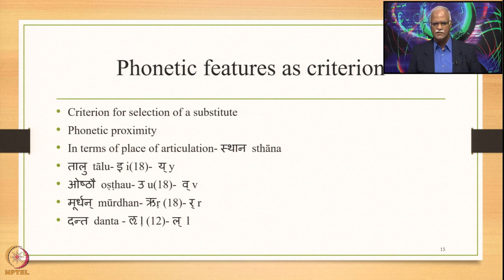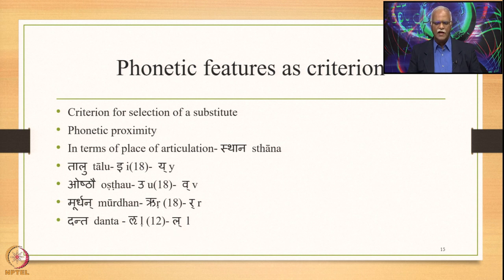Now, if we write down the sthanas of Ik and of course of Yan, we find that talu is the sthana of i and all 18 varieties of i. And similarly, talu is the sthana, the place of articulation also of ya. Oshthau, the lips, are the place of articulation of u and all 18 varieties of u and also of va. Murdhan, the roof of the oral cavity, is the place of articulation of ru vowel and its 18 varieties and also ra. Danta or tooth is the place of articulation of lu, which has got 12 varieties, and also of la.